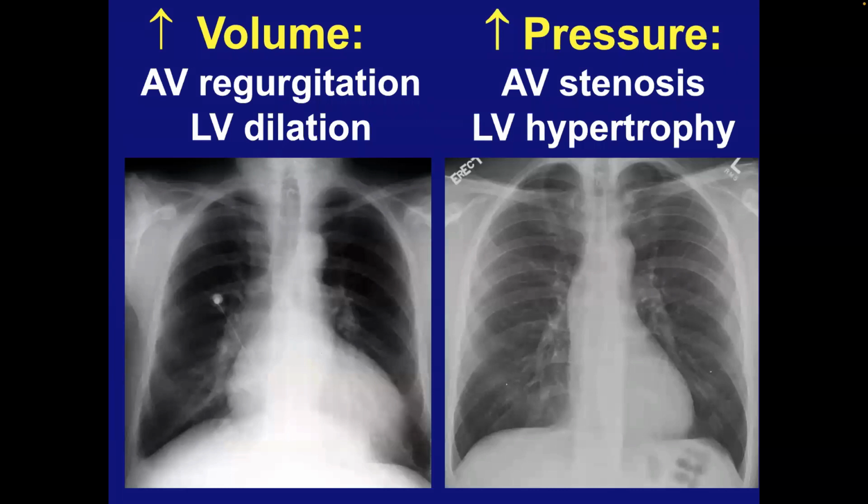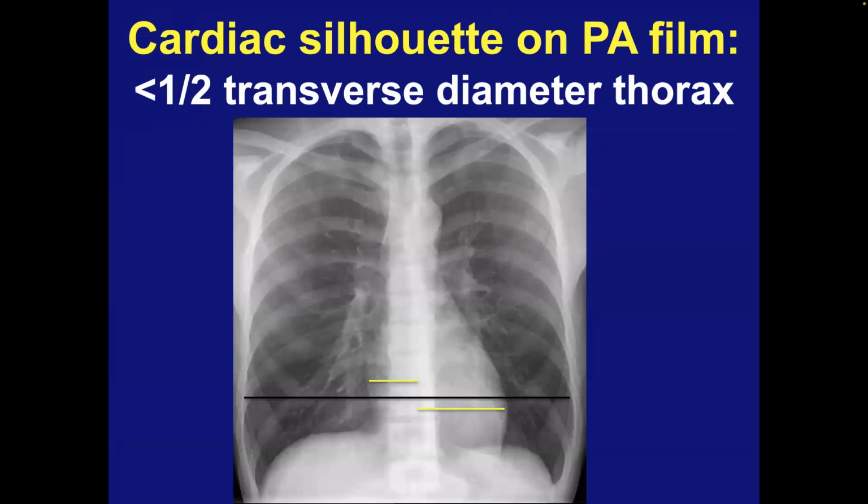So when I see a really big silhouette with big chambers, I tend to think about volume overload lesions, such as in this case with aortic regurgitation, causing a really big left ventricle. Aortic stenosis, on the other hand, since it's a pressure overload lesion, causes left ventricular hypertrophy, but the overall silhouette isn't that big. What constitutes a big silhouette overall?